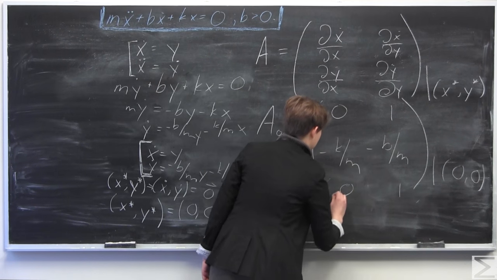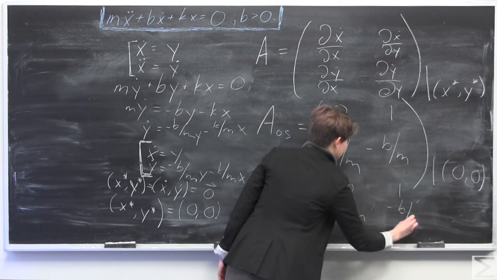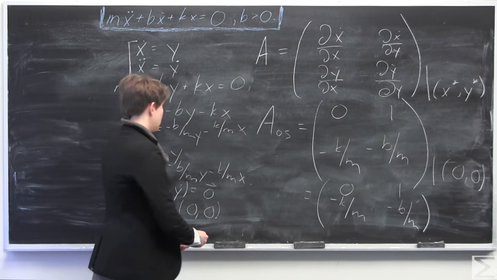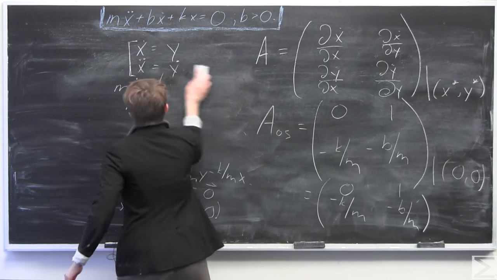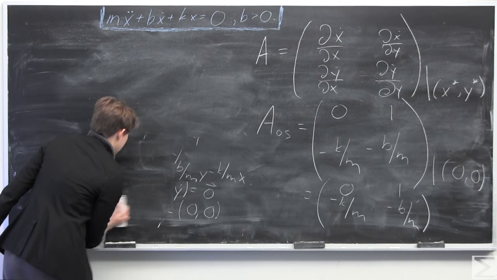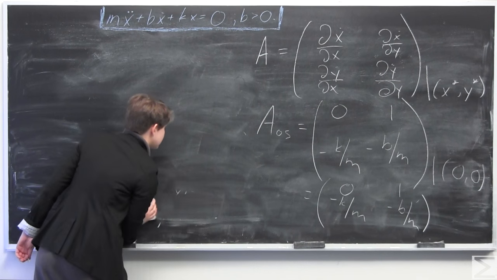We have 0, 1, negative k over m, negative b over m. Okay, so there we have our Jacobian matrix. So now the next step in this procedure is going to be finding the eigenvalues of the Jacobian matrix.